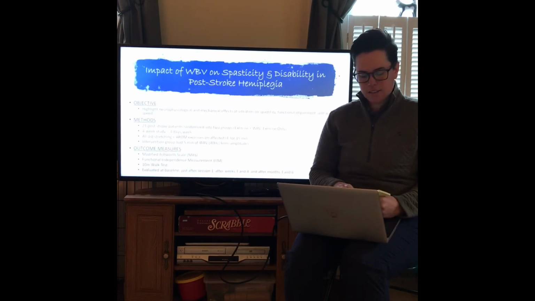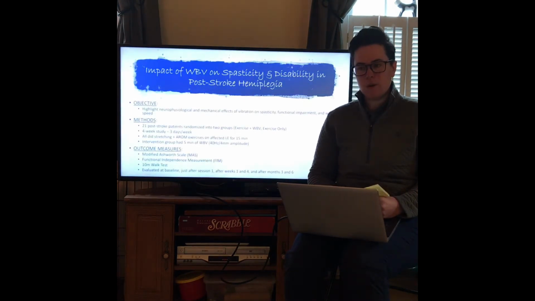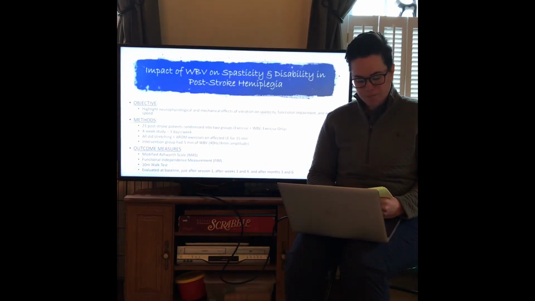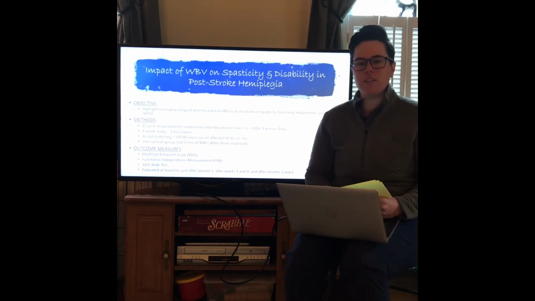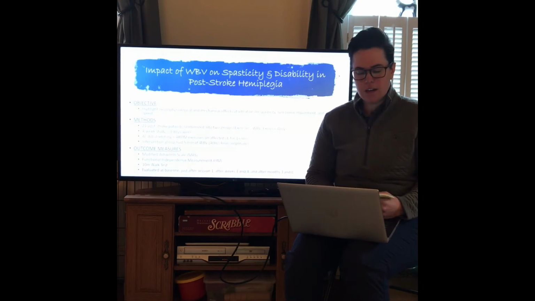And then the next study I looked at is going to highlight the neurophysiological and mechanical effects on spasticity, the functional impairments, and gait speed for post-stroke hemiplegia. In this study, there were 21 patients that were randomized into 2 groups. One of the groups solely focused on exercise, and the other one incorporated exercise and whole body vibration. This was a 4-week study, 3 days a week.